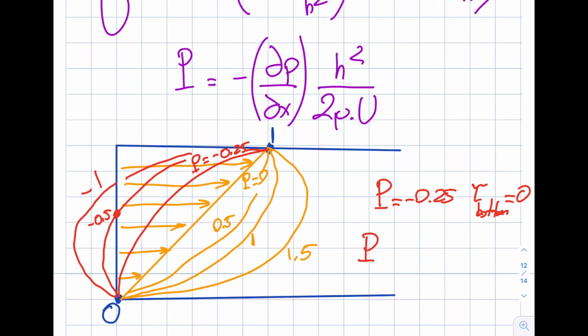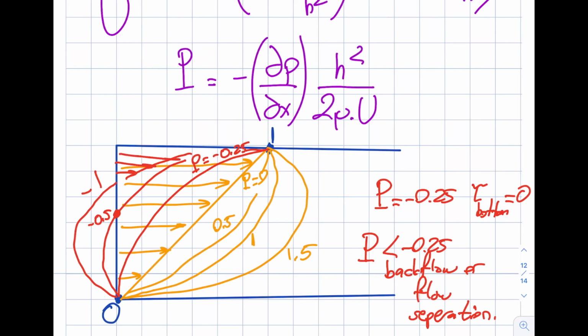If my p is less than minus 0.25, we call this backflow or flow separation. Okay, the top part of the flow goes this way. If I plot the velocity profiles in here, let's say this one, it's going to look like this, red, right? But back here, look what it looks like. It's going back. Okay, so something to notice. Some portion is going forward, some portion is going back. So it gets even more complicated in such a case like this, which is supposed to be fairly straightforward.